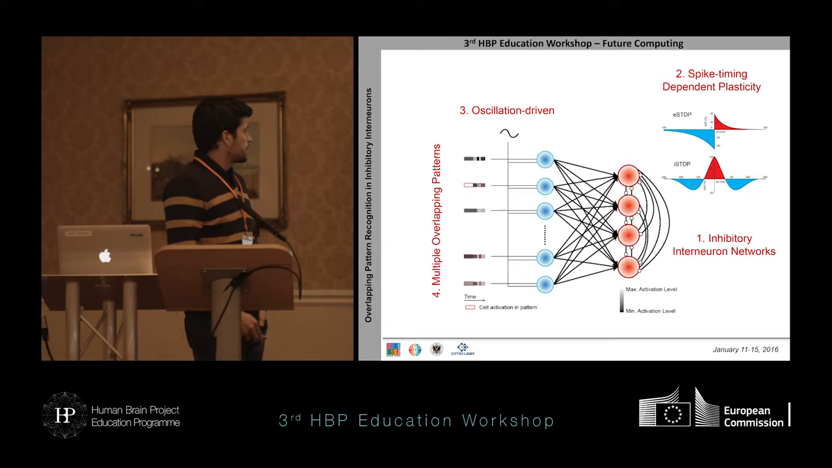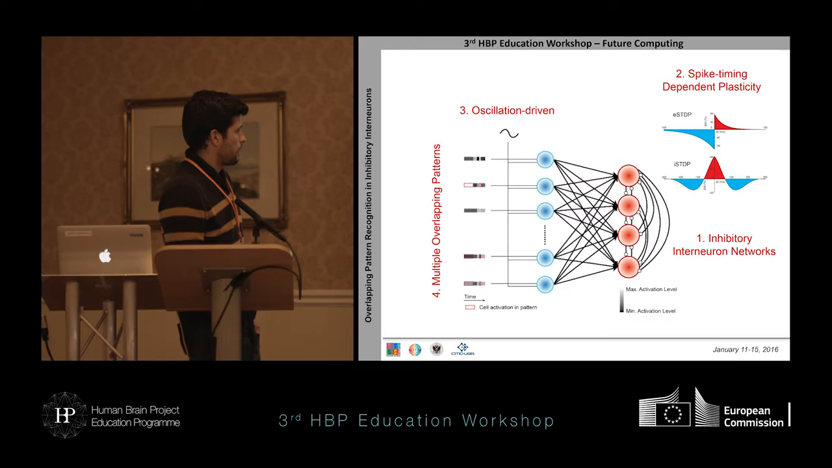The main part is, of course, a theoretical neural network involving two layers: a first layer of excitatory neurons and a second layer of inhibitory interneurons. All the excitatory neurons are connected to all the inhibitory neurons, and all the inhibitory neurons are connected to each other. So the second key part of the system is the spike timing dependent plasticity.